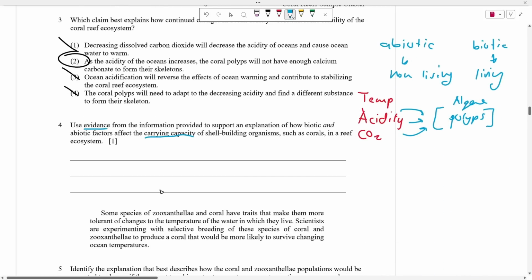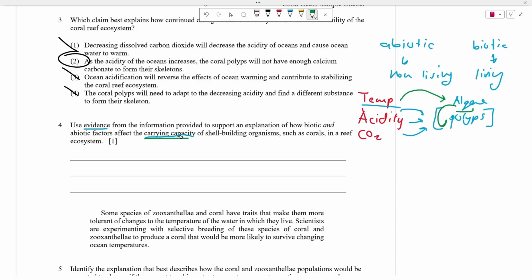Increased temperature causes zooxanthellae to leave polyps, which contributes to bleaching, thus decreasing the carrying capacity of the corals. Okay, that's another perfectly good response. You could have said how temperature, which is an abiotic factor, impacts the behavior of the zooxanthellae, which is the algae, and how that algae impacts the amount of polyps that can live, which is the carrying capacity of the shell building or polyp organism.